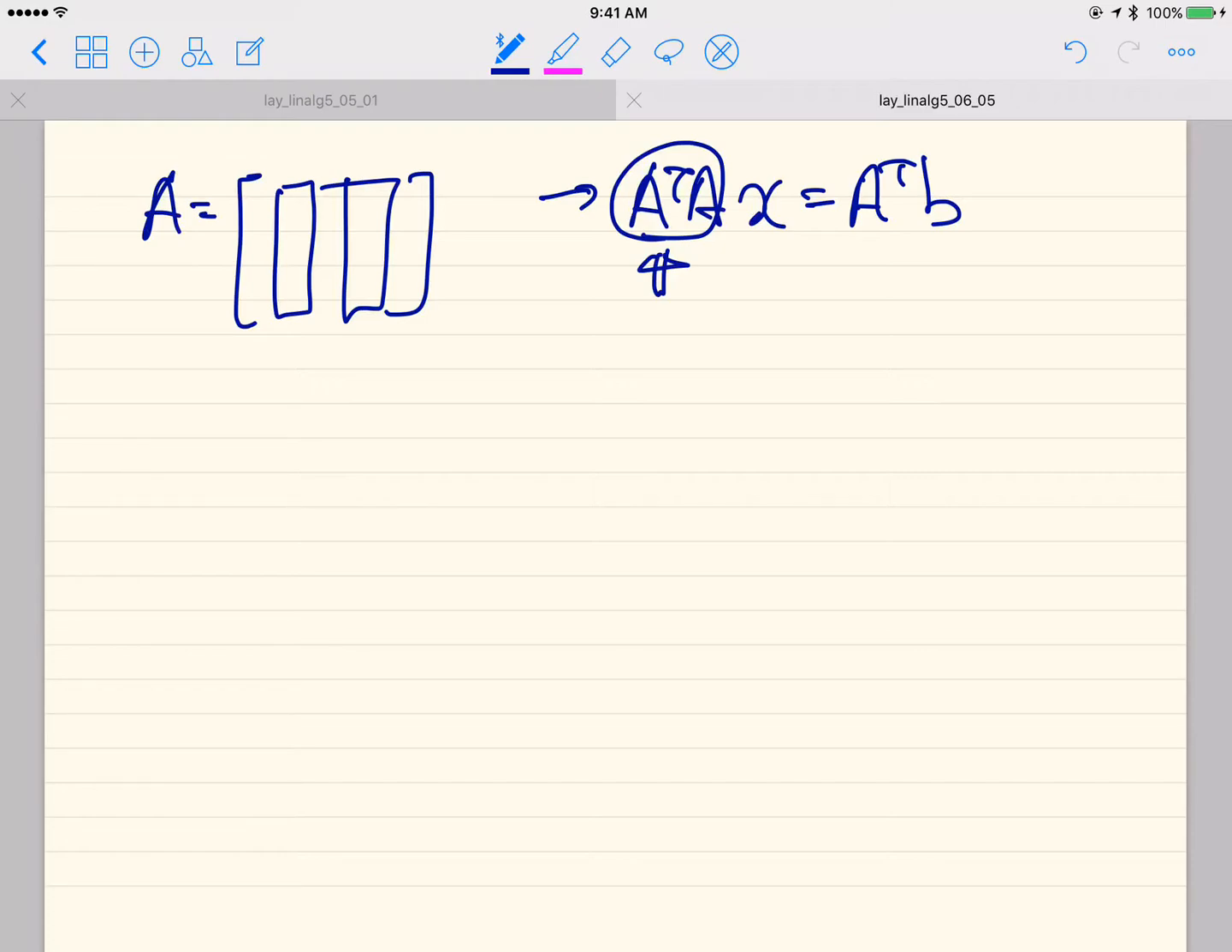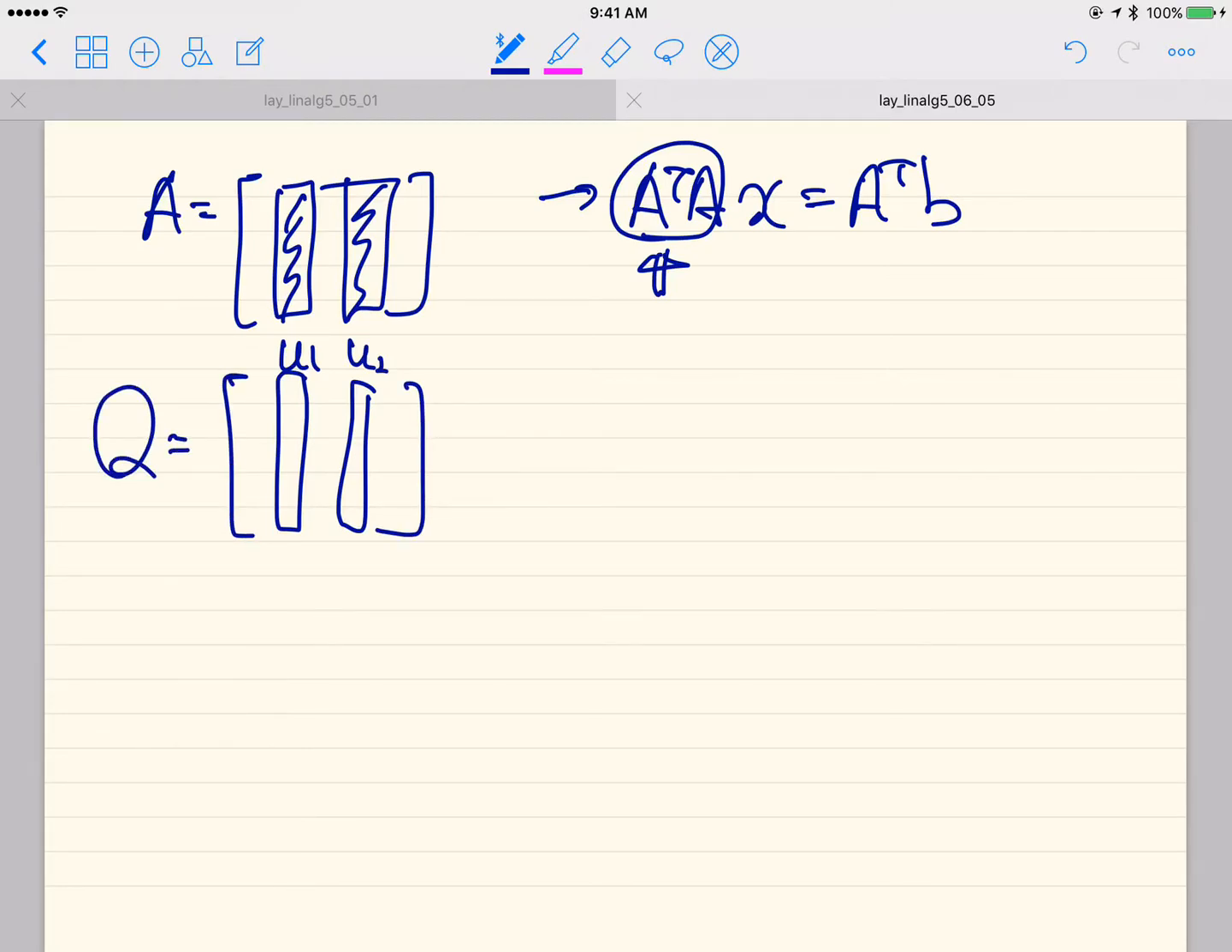Let's simplify the case. So these two columns are orthonormal. Let's call them U1 and U2. These are orthonormal columns, having the length of 1 and a 90 degree angle. Let's call this Q. And then in this place, it will be Q transpose Q. What will be that matrix? More exactly, two ones and zeros, yeah, identity matrix, right?